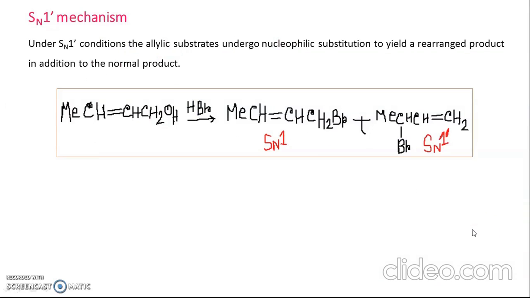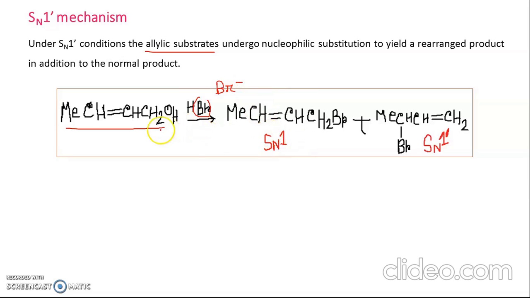Now come to another version of SN1, which is known as SN1 prime. So when it is SN1 prime, what is the difference from SN1? Now your substrate is an allylic halide, that is, an allylic substrate. So here we have taken CH3-CH=CH-CH2OH. In the first step we are using HBr. Now the actual nucleophile is Br minus. After some time you will see the mechanism, and it will be clear.